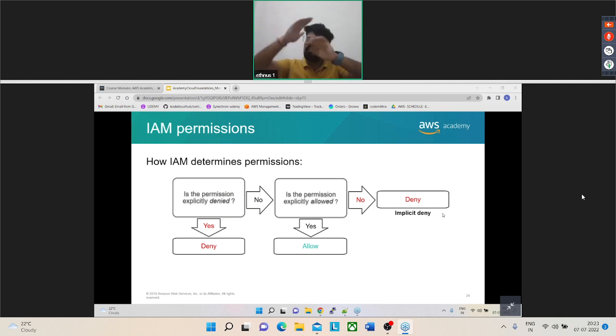If there is nothing explicitly denied, it is going to check the allow statement. If something is allowed to access, then the user can access that. If nothing is written in the allow also, that means no policy is attached, then he or she won't be able to access anything on the portal.